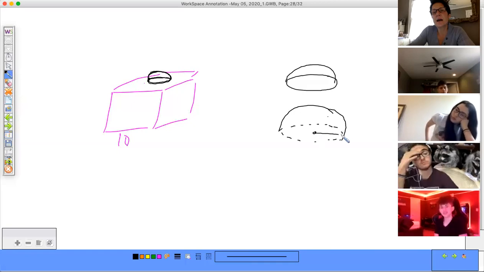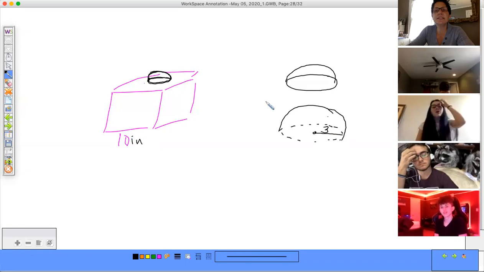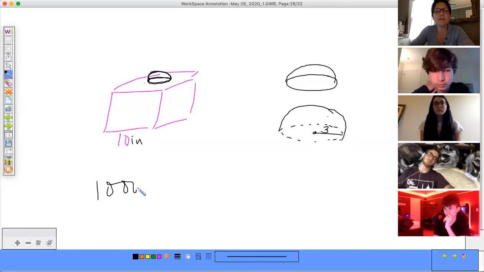So let's say that there's a semisphere sitting on top of this little box, and I wanted to get the total volume. Would you all agree that you would find the volume of the cube, because that's a square prism, and then you would add half a sphere to that to get the total volume? This would be 1,000 cubic inches.